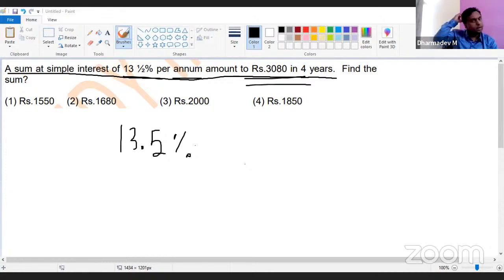Just check your answer, and check mine too. Whatever I have erased, just give it a try. Just check it. I don't want you to take the answers as they are. So 3080 is equal to what amount? It is given that the amount has become 3080.